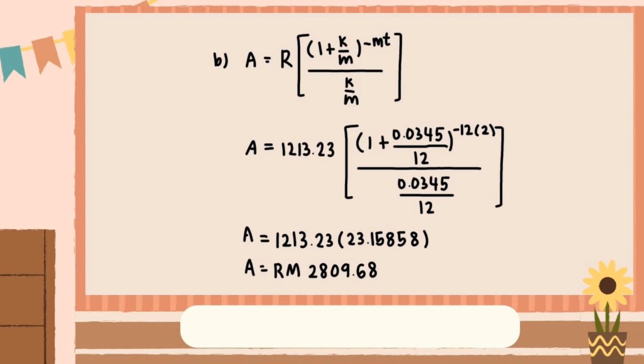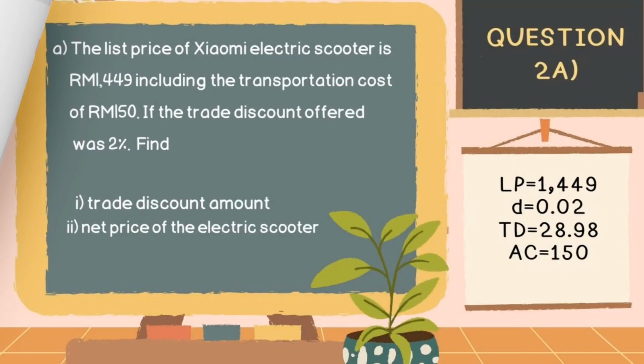Bracket 1 minus (1 plus 0.0345/12) to the power of negative 12 multiplied by 2, divided by 0.0345/12. Then calculate the bracket first, we get 23.15858, then multiply with R, which is 1,213.23. The answer A is RM2,809.68.